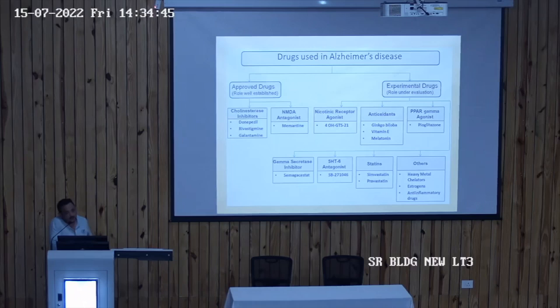Antioxidants like ginkgo biloba, vitamin E, melatonin, ये सब. PPAR gamma agonist, pioglitazone used in diabetes.